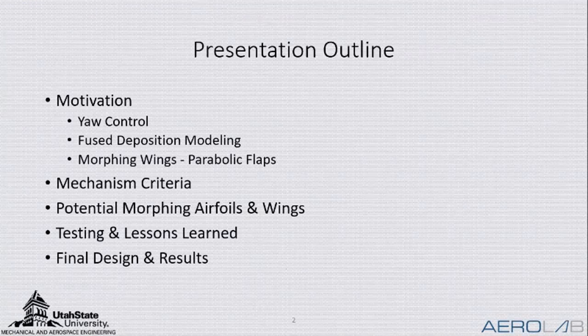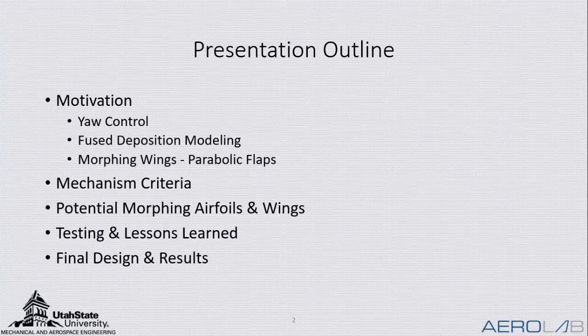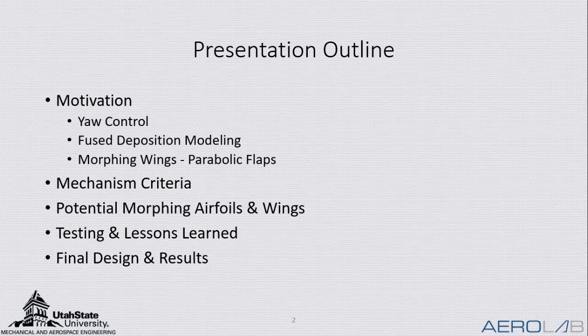And so just a little bit of a roadmap for what I'm going to talk about. First, I want to talk about why we care about yaw control on a flying wing aircraft. And then I want to talk about why we chose 3D printing as the manufacturing method for this morphing mechanism. And then I want to talk about why we chose to design our morphing wings based on parabolic flaps. And in case there are words that don't seem too familiar to you, I'll address those a little bit later on.